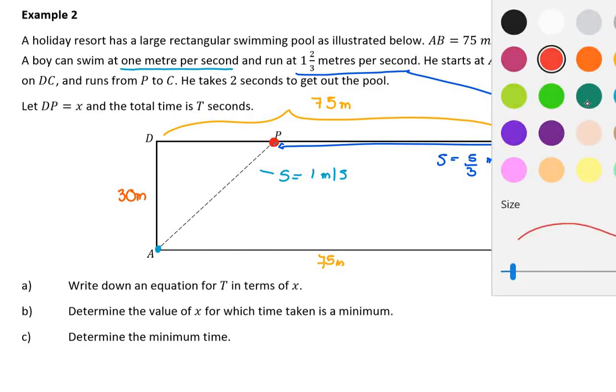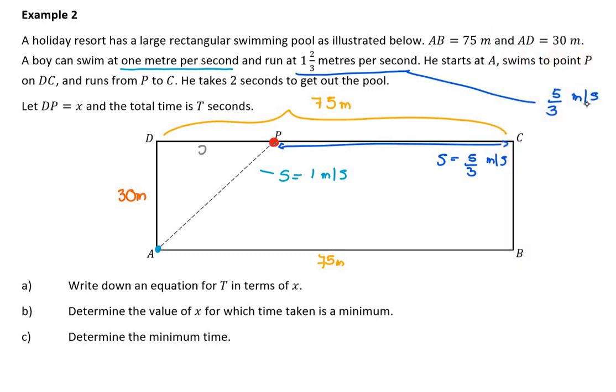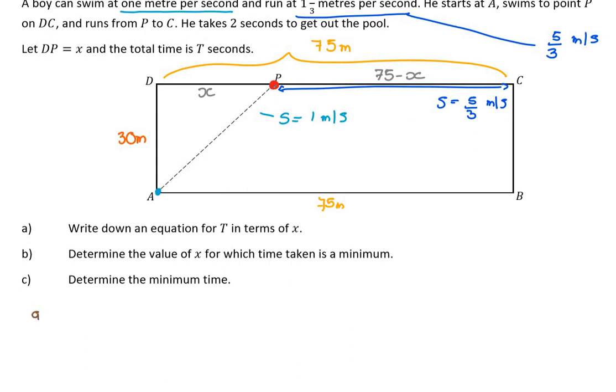Let dP be equal to x. So if this is x, would you agree, I hope, that then this is 75 minus x. The total time is t seconds. And our first question, question A, says, write down an equation for the time t in terms of x. Now, I think the first really important thing to figure out is what is the equation for time. So we all know that speed is equal to distance divided by time. Therefore, basically, those can trade positions. So therefore, time is equal to distance over speed.